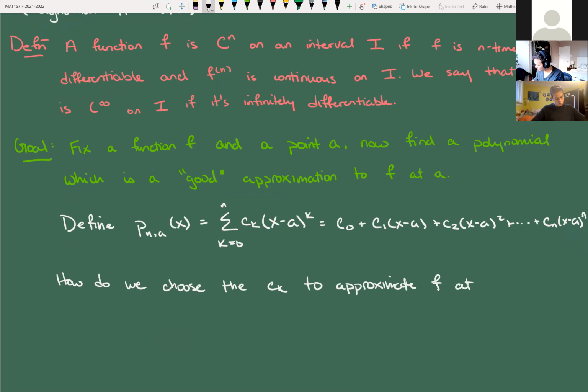To approximate f at a. Now, there's no reason that you have to write the polynomial in terms of the powers of x minus a. I've chosen to do that. We could have just said c_1 x, c_2 x squared, c_3 x cubed, and so on and so forth. But making it so that it has a 0 at a is going to actually be really, really important.